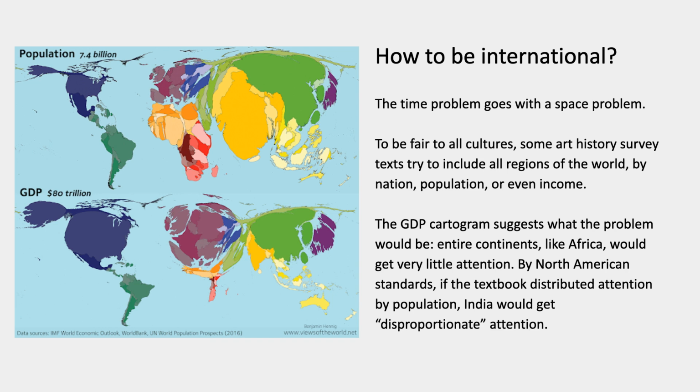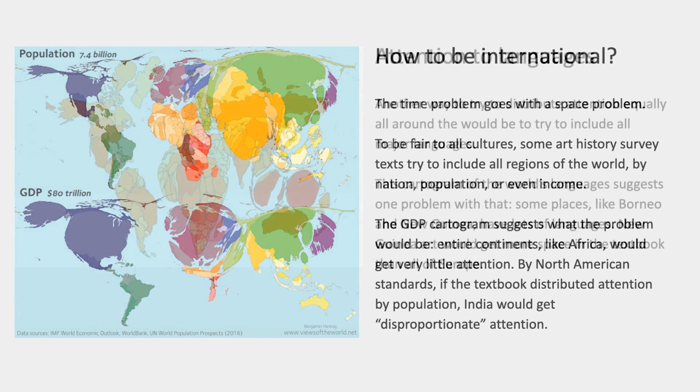The one at the top is the population, so that countries with larger population get more area on the cartogram, and the one at the bottom is GDP. So by North American standards, if the textbook distributed its attention evenly by population, as in the top cartogram there, India would get a lot of space in the textbook. And other countries that are typically very much present in textbooks, like France, would be relatively small. They'd be shrunk. You wouldn't be able to spend much time on them. So it's not an easy problem to try to think of being fair to world art by looking at the globe or thinking about these different criteria.